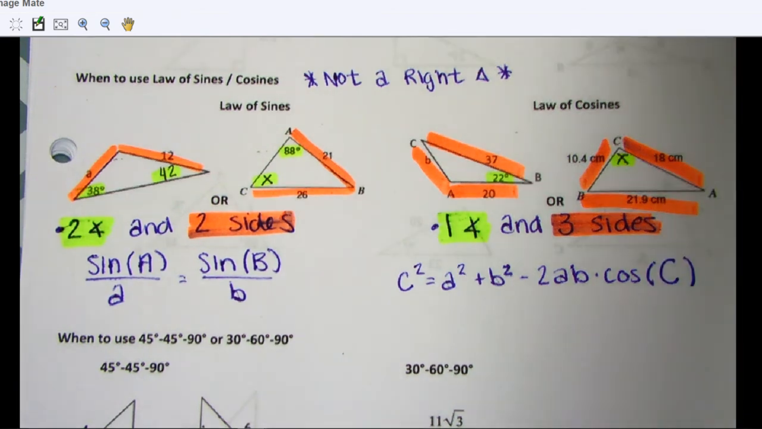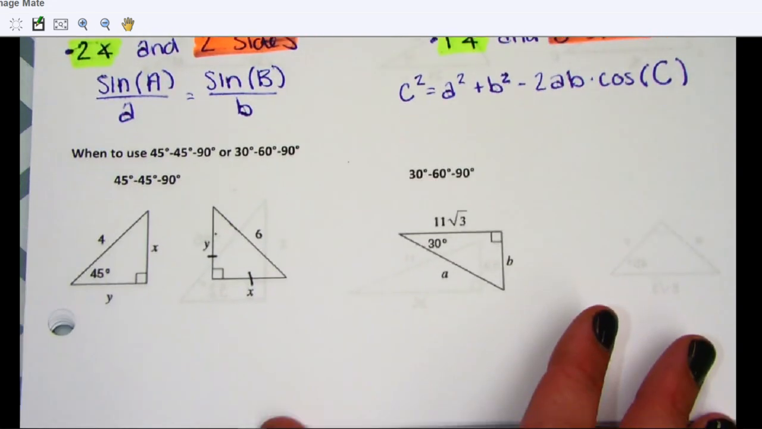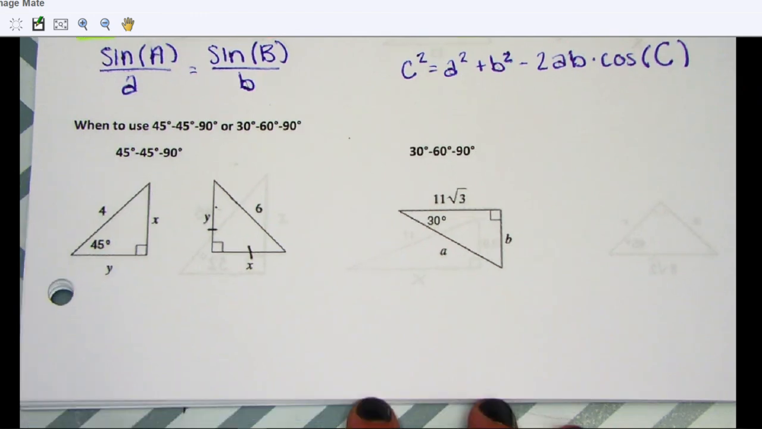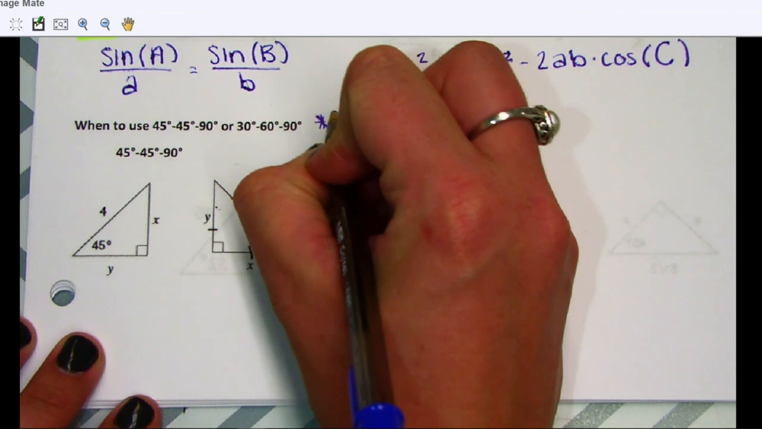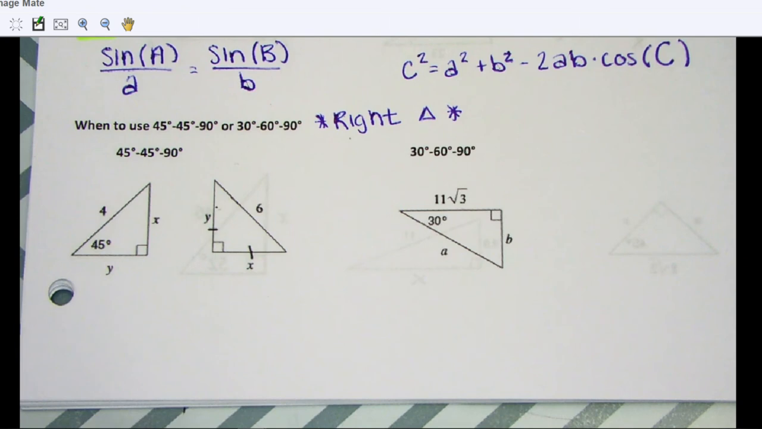The very last one is the special right triangles, which is the one we learned yesterday. The last little piece to this puzzle is when to use 45, 45, 90 and when to use 30, 60, 90. Now, 45, 45, 90 and 30, 60, 90, those are special right triangles. So again, these have to be right triangles. You can't use 30, 60, 90 or 45, 45, 90 if the triangles are not right triangles. Okay.